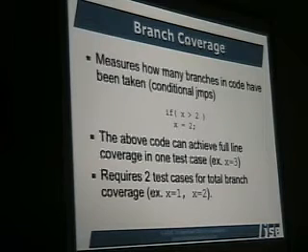There's a little code sample there, and if you think about it, you can cover each of those lines with just one test case, if X is 3, because you do the conditional there. And then if you want to cover each branch, there are 2 branches in that program, so it actually takes 2 test cases. So you can see that branch coverage is a finer grained metric than line coverage. So you get more information.